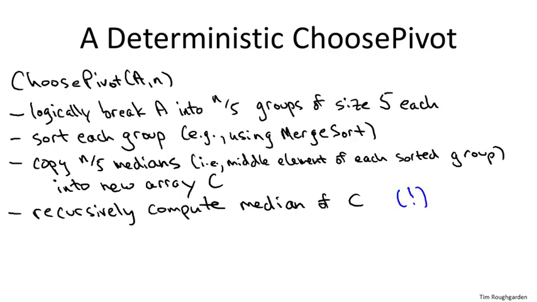That is the second round of our tournament. Amongst the n over 5 first round winners, the n over 5 middle elements of the sorted groups, we recursively compute the median. That's our final winner, and that's what we return as the pivot element from this subroutine.